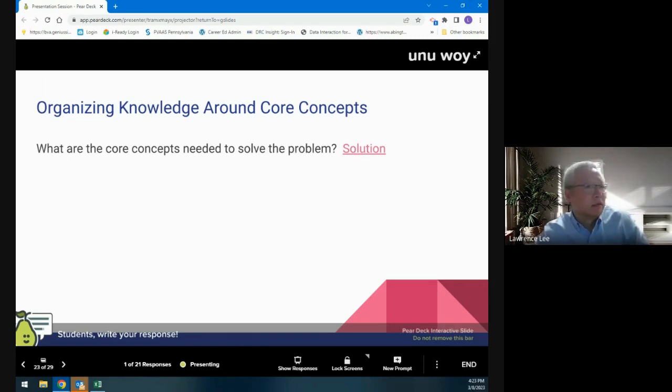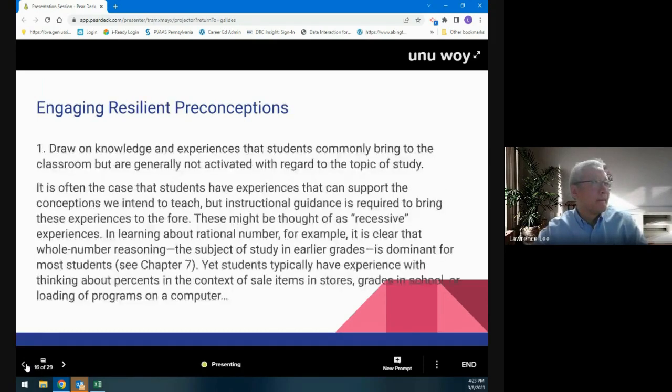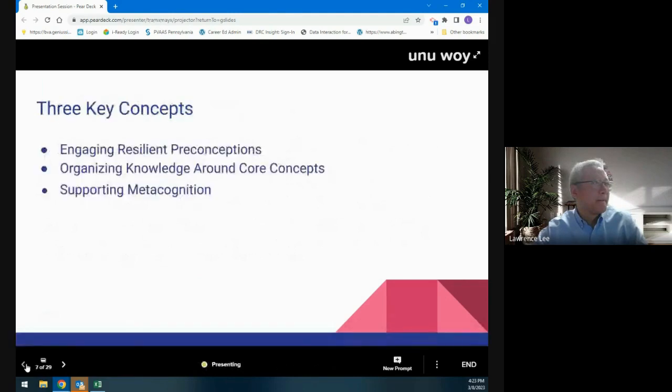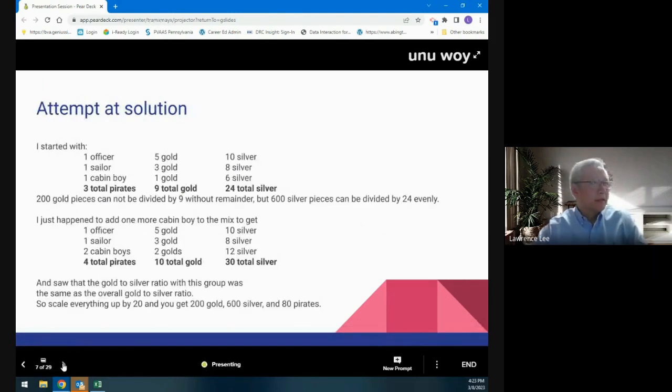I'm going to go back to the solution. So the solution. What is the main concept? Anybody just want to throw it out? What are we really getting at? Yeah, understanding ratios. Okay.